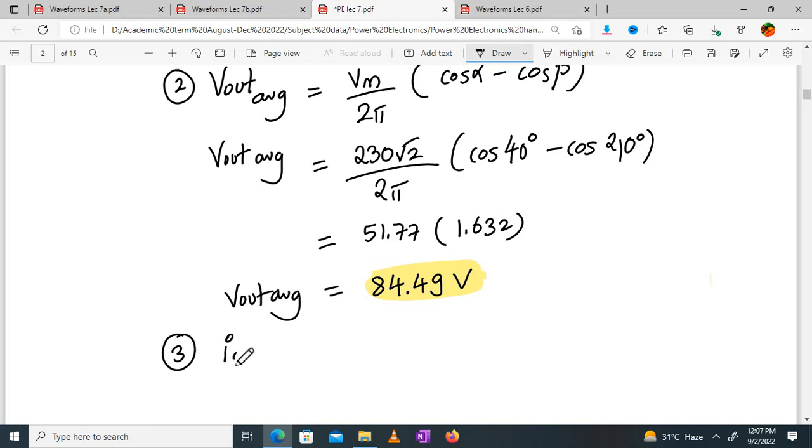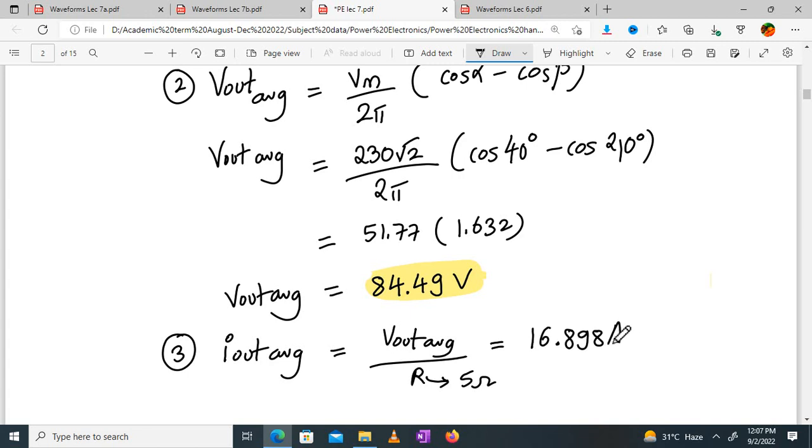Next is what? I out average. Very simple. Whatever value you got, just divide by R. How much is R? 5. So 84.49 divided by 5 will give you how much? 16.898 amperes. Make no mistake, the average value of the output is in amperes.